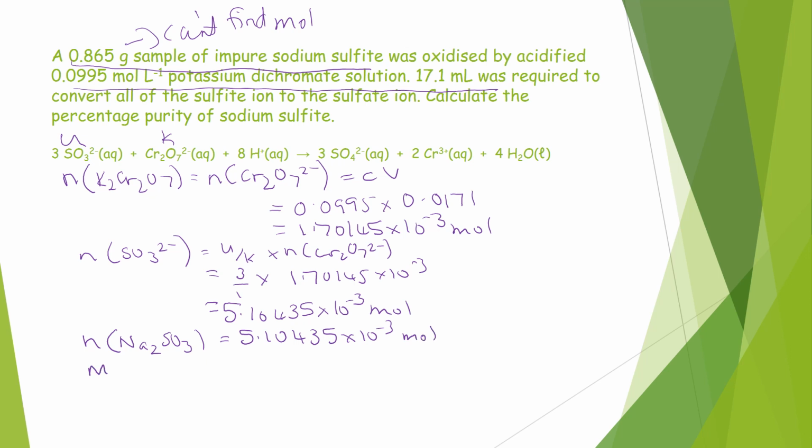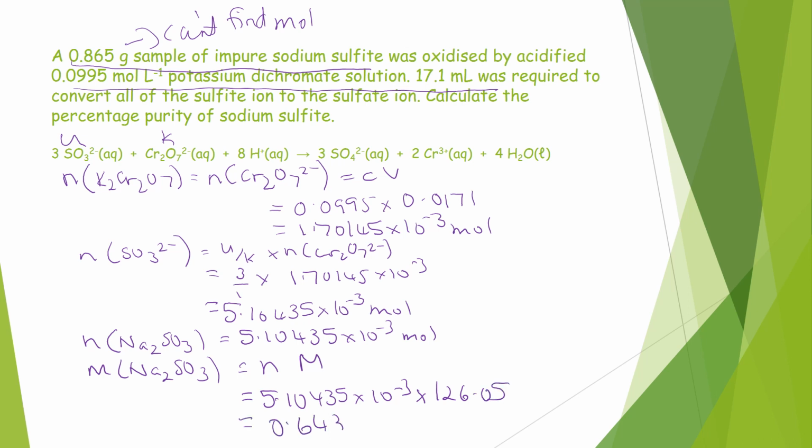So the mass of the sodium sulfite will equal the number of moles times formula mass, which is 5.10435 × 10^-3 times 126.05, and this is 0.6434 grams. And this is how much pure sodium sulfite there is.